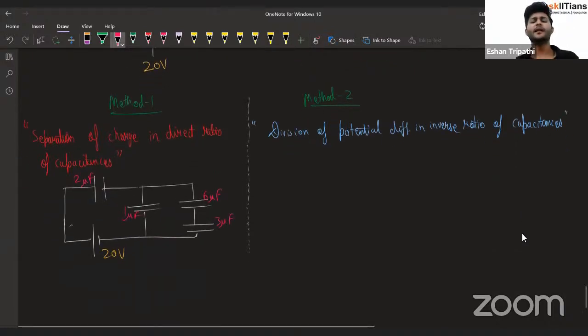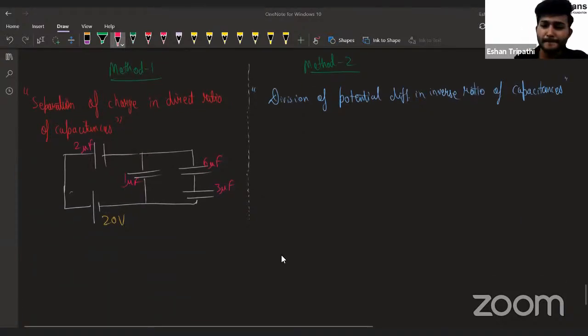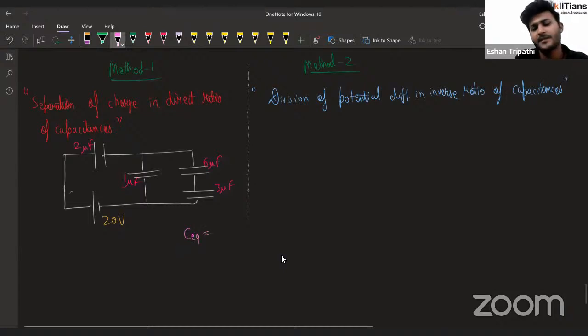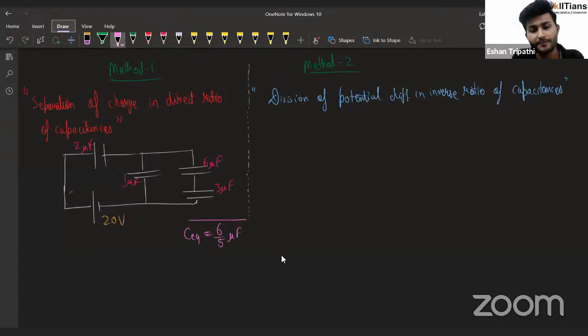2163. What's the equivalent capacitance of the system? 6 by 5. Okay. Yeah, guys. So I am guessing you will be able to do it, and you guys are getting 6 by 5. I'll believe that. 6 by 5 microfarad.